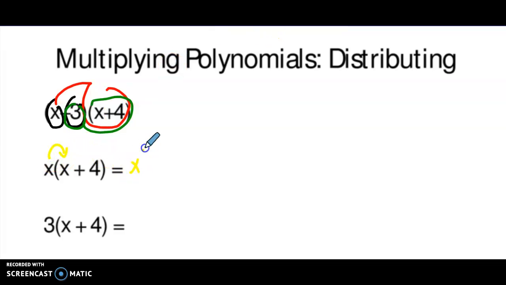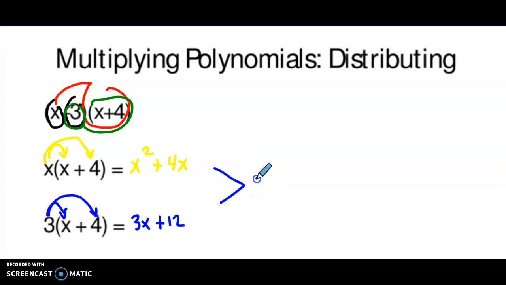X times x is x squared. X times 4 is 4x. We prefer the number to be first. 3 times x is 3x. 3 times 4 is positive 12. So they are my 4 components, and I need to put them together to have the final answer.